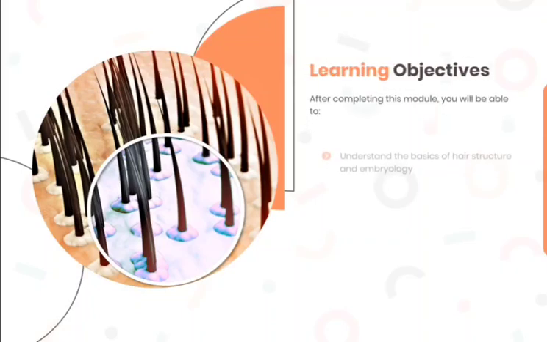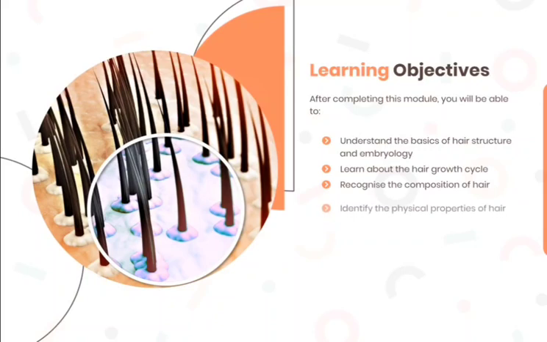Learning objective. After completing this module, you will be able to understand the basics of hair structure and embryology. Learn about the hair growth cycle. Recognize the composition of hair. Identify the physical properties of hair.